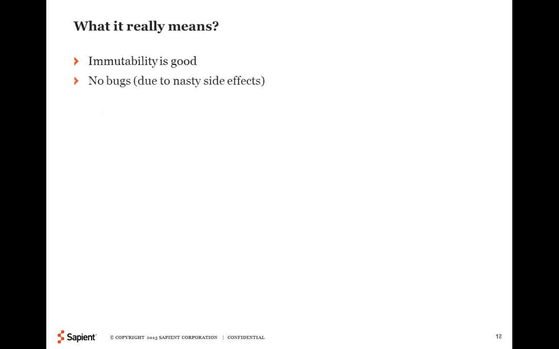What it really means is that immutability is good, with no bugs due to nasty side effects. By side effects we mean that we are not changing the global state. If you have a function like update user, it shouldn't be that you pass in an object, that object gets modified within the function, and then it is returned from there. Those kinds of things are not present if we follow functional programming principles.